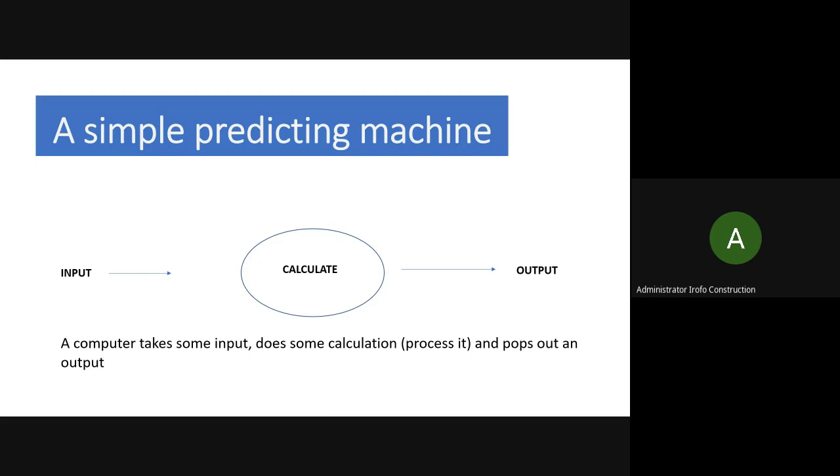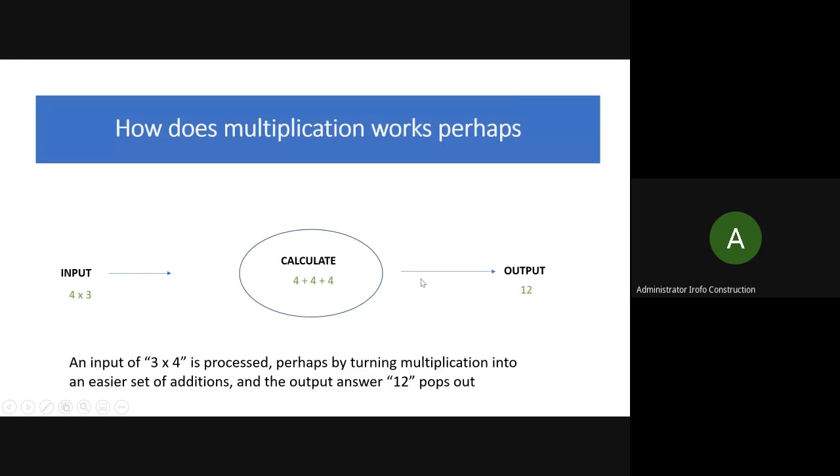Okay. What you're trying to do here is create a function. That's how a machine works. A machine is more like a model. It just takes an input, processes it, and gives an output. So your computer takes some input, does some calculation, and gives an output. That's how a calculator used to work.